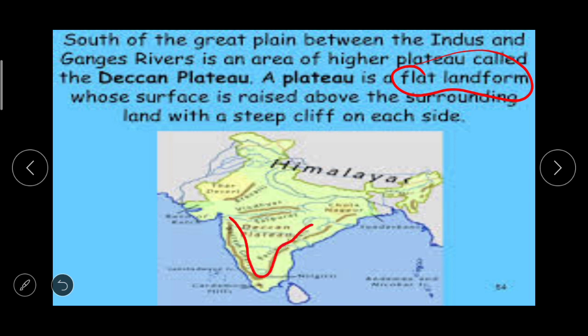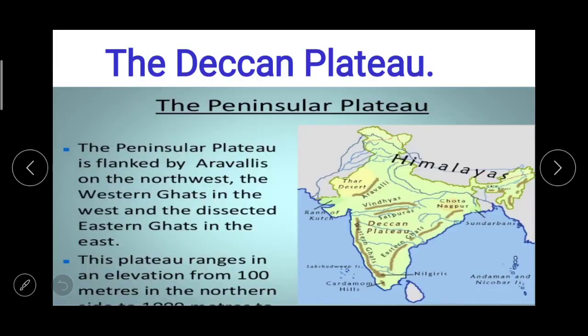Now, by the description, you can see again in the map, a flat landform whose surface is raised above the surrounding land with a steep cliff on each side. The peninsular plateau is flanked by the Aravalis on the northwest, the Western Ghats in the west, and the dissected Eastern Ghats in the east. Here again, Western Ghats, Eastern Ghats.